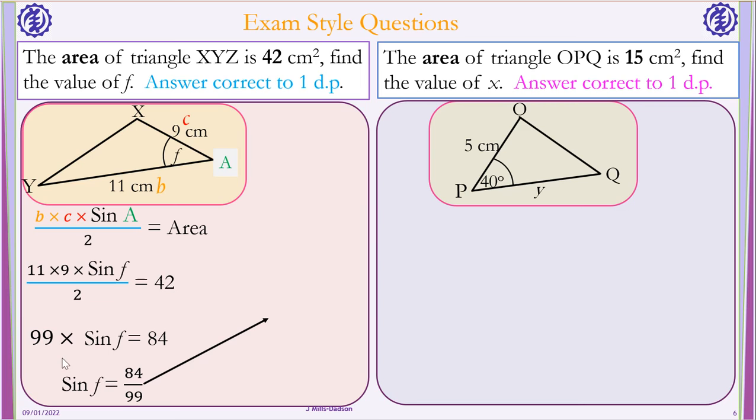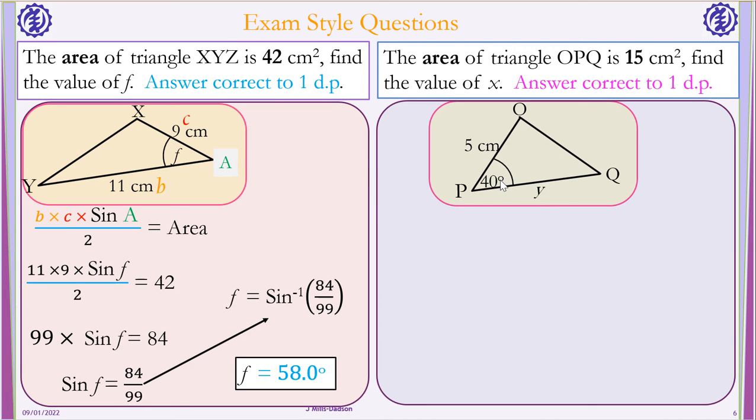I want F, so I need to get rid of the sine. To get rid of the sine, I'm going to find the inverse sine of 84 over 99. And that works out to be 58 degrees to 1 decimal place. Approximately, F is 58 degrees. Let's look at the other one. The same information, but we need to work out a side this time. A side is missing, but we have the angle.